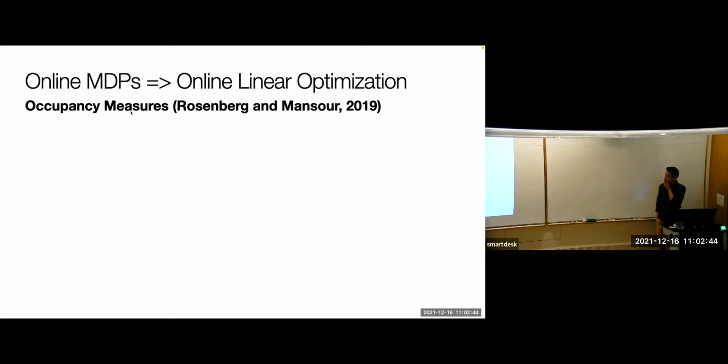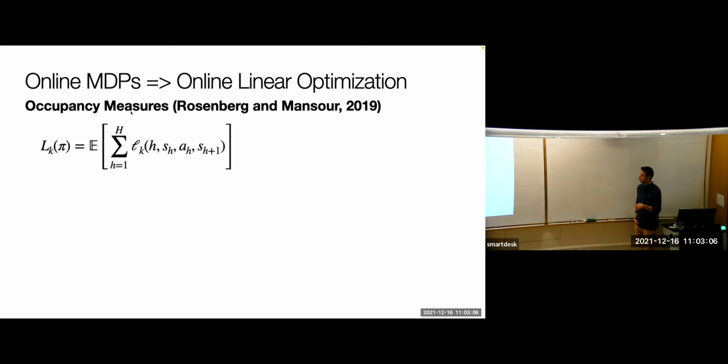Okay, so why does this help me solve the initial problem that I started with? First of all, we start with the problem of online MDPs, and we reduce it to online linear optimization. And the way that we do it is using occupancy measures. How do occupancy measures work?